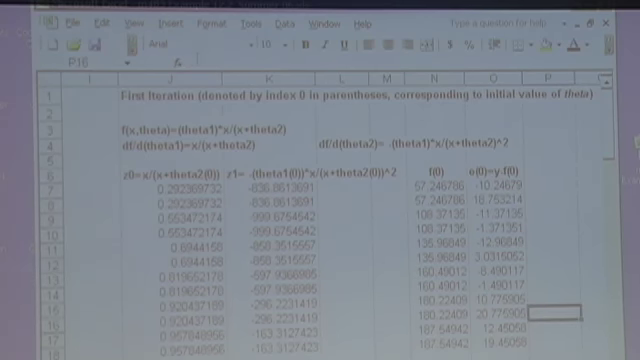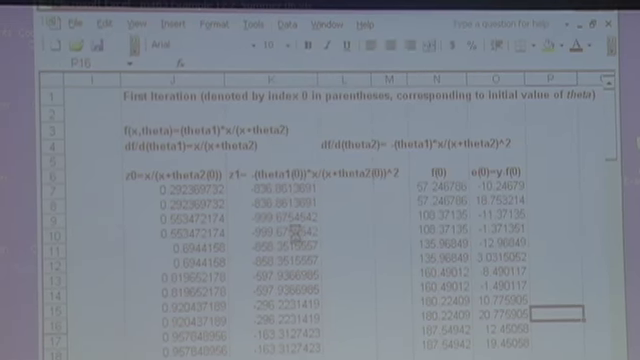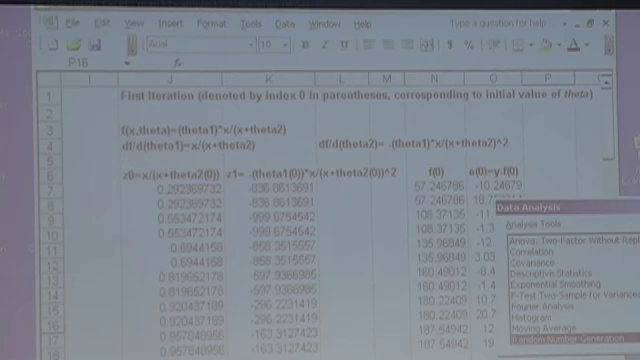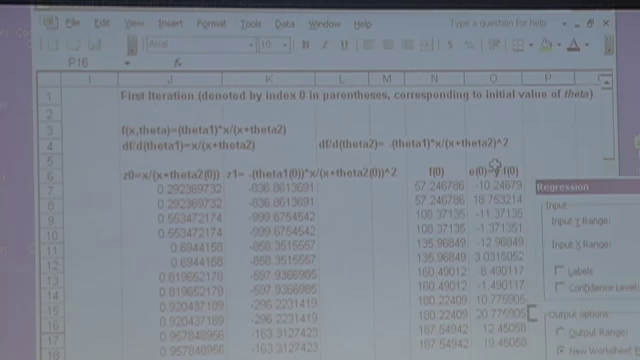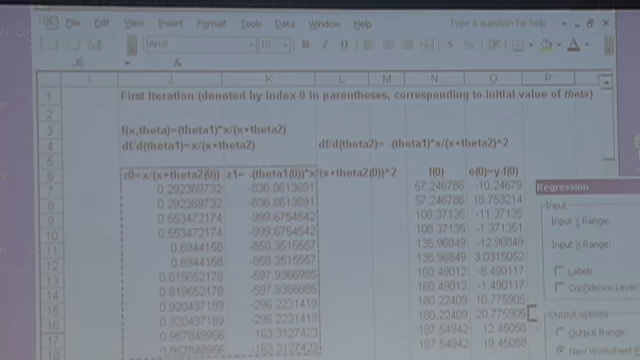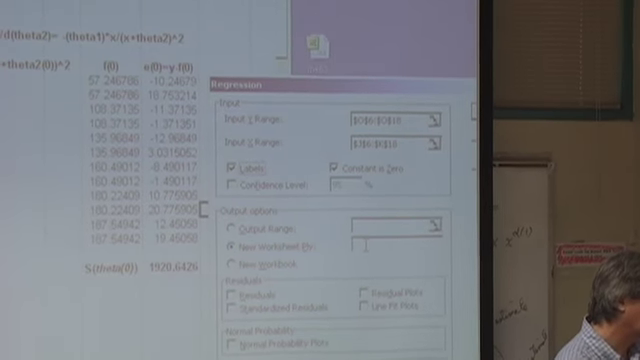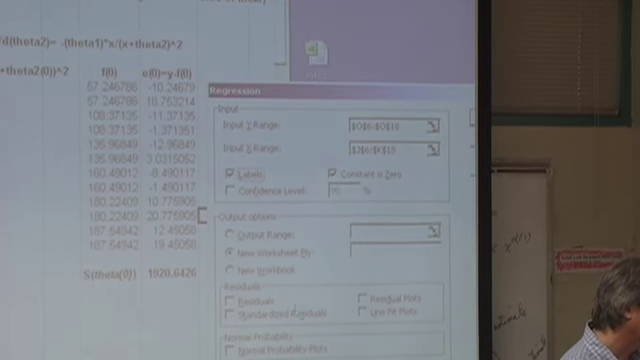Let's do data analysis. Tools, data analysis. Running out of time here. Okay, regression. I'm going to take this E0 column and regress it on these two columns right here, these two Z's. The constant is 0, and labels, both highlighted. And output range new worksheet, because I want to put it on a new worksheet. I'm not going to even bother with the residuals here.